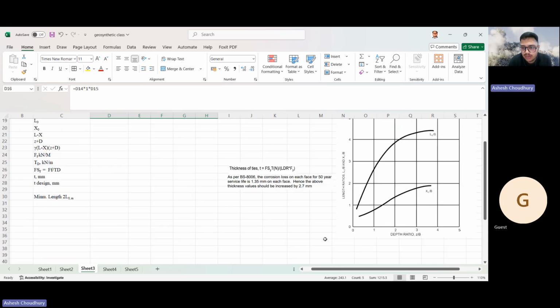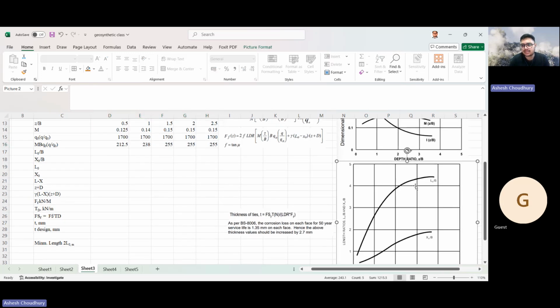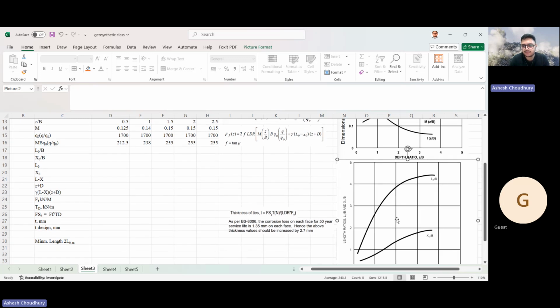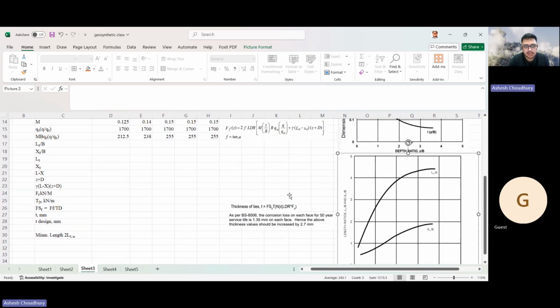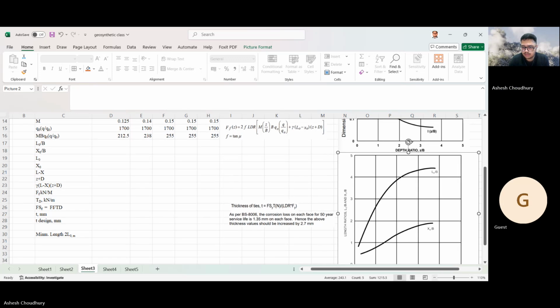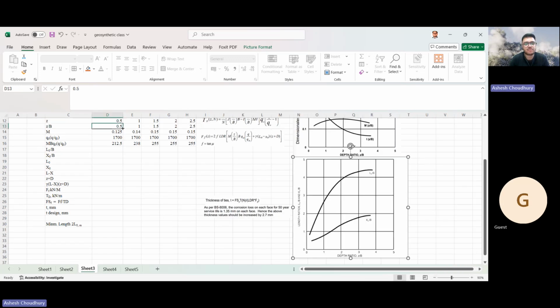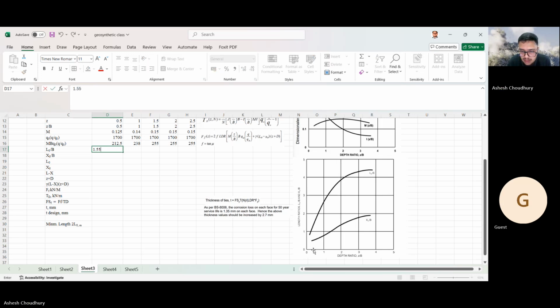You remember L naught and X naught. Both L naught and X naught are also functions of depth ratios, so I have to get them from this graph. Now Z by B I have 0.5. So for 0.5, what is L naught by B, and what is X naught by B? For 0.5, I have L naught by B as 1.55.